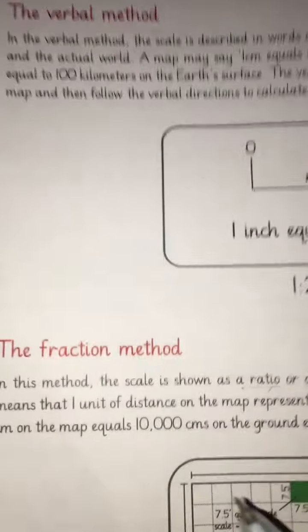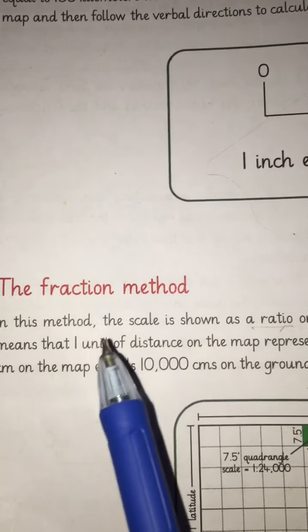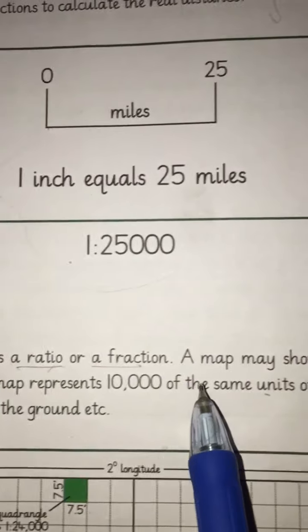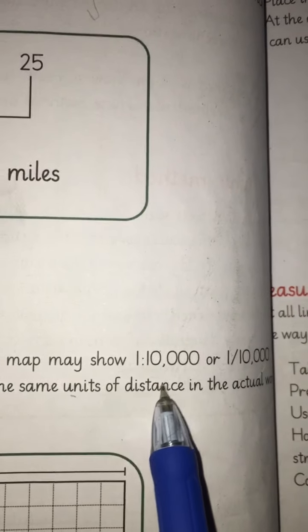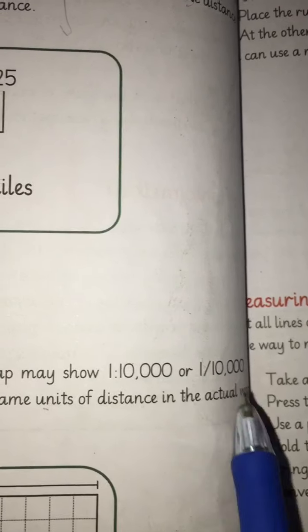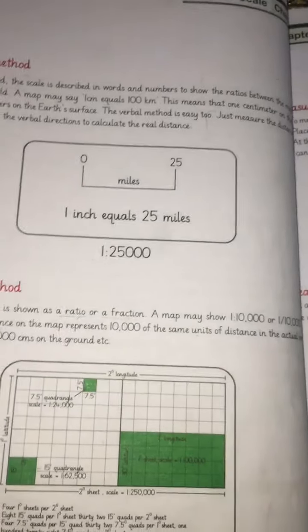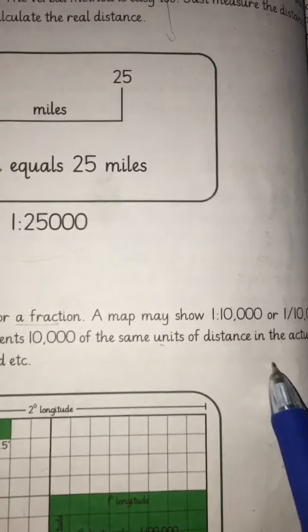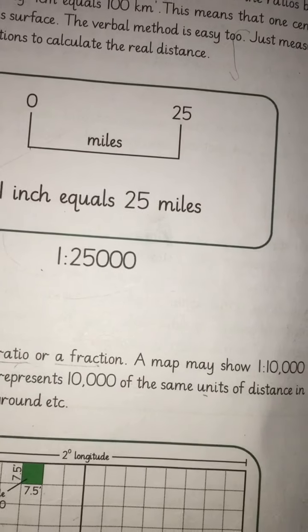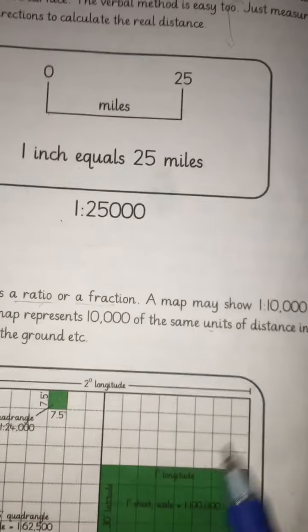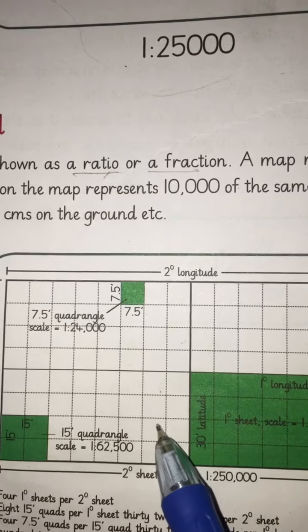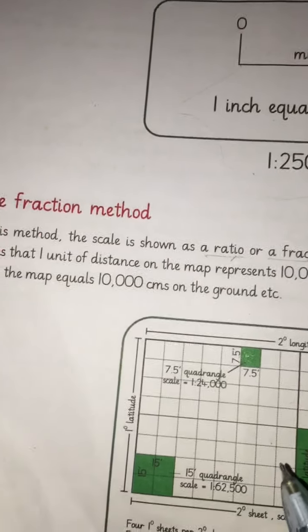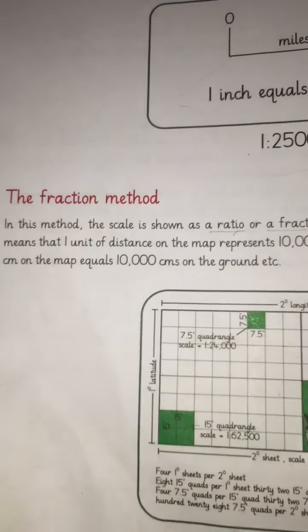Now come towards the third method, that is the fraction method. In this method, the scale is shown as a ratio or fraction. A map may show 1 ratio 10,000. So it means that 1 unit of distance on the map represents 10,000 of the same units of distance in the actual world. So as you can see here, how to draw a verbal method and how to draw a fraction method.